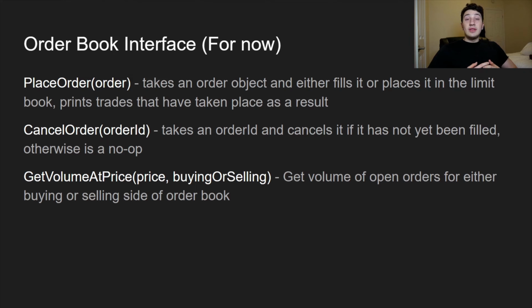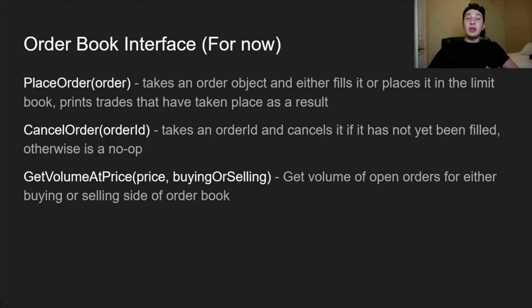We also have this option to cancel an order. Like I said, sometimes orders are going to be placed but not actually filled, and they'll go in the open order book. Canceling that order will make sure that you won't actually be able to fill that order in the future if it has yet to be filled. If it has been filled, that's just a no-op.